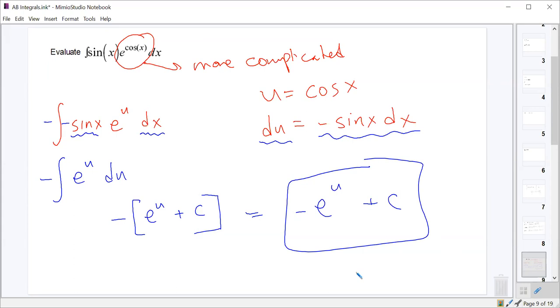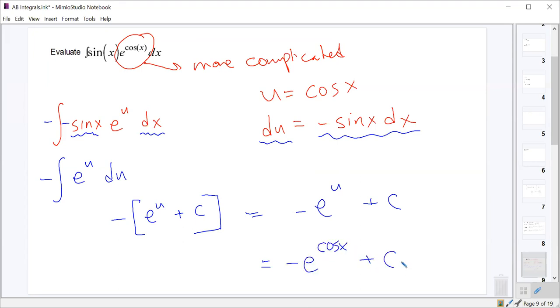Everybody good with that so far? That's not our final answer, but everybody good with that so far? Yeah. Okay, and why is that not our final answer? What do we need to do? Make it in terms of x. Put it back in terms of x. So u is equal to cosine x, so this is negative e to the cosine x plus a constant. And there's our integral of sine x e to the cosine x. It's negative e to the cosine x plus c.